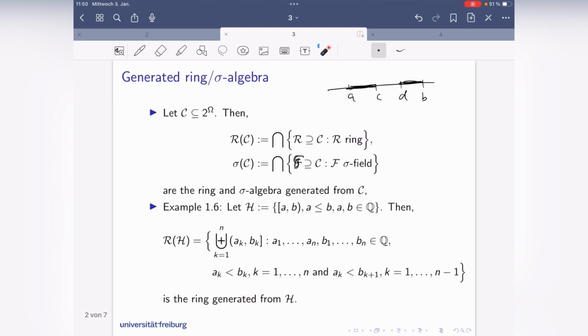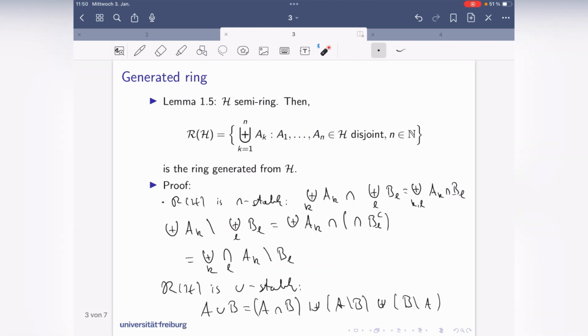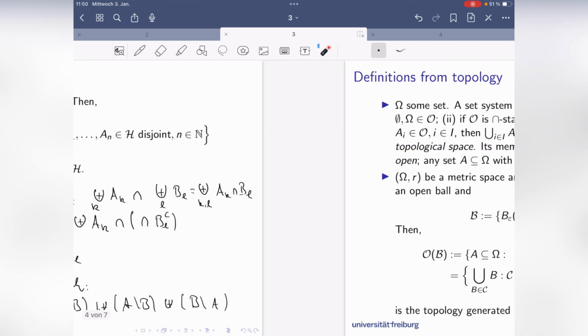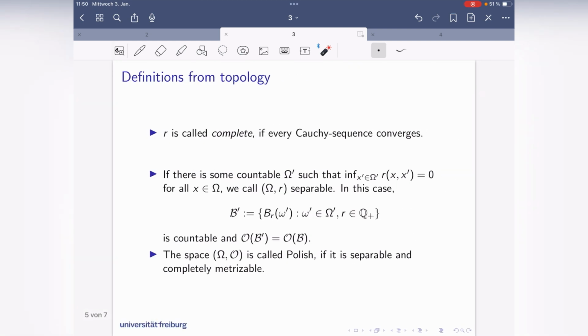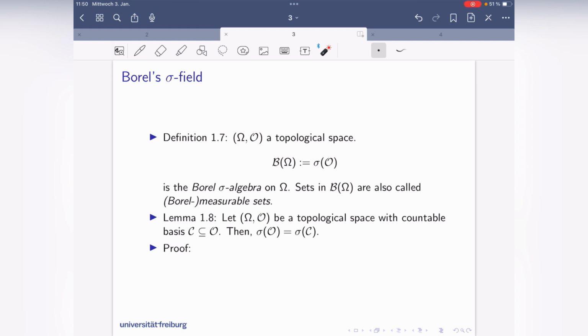And at the moment, I will not deal with the second thing, which is here the sigma algebra generated by C. But we will come to this in a second. But before we do this, I have to recall some facts from topology, because we will define a sigma algebra here generated by some O, and O is a topology. And we will call this here the Borel sigma algebra on the set omega, which is a topological space.